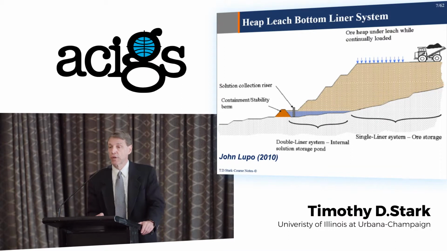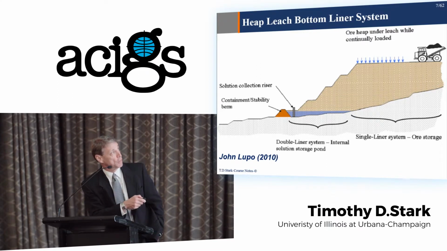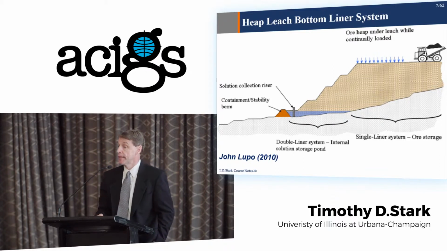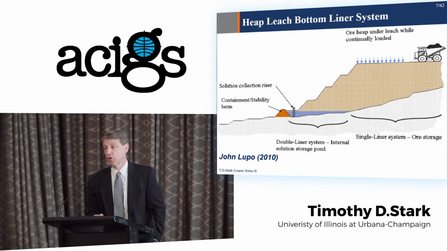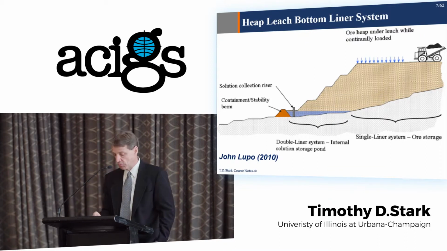Other configurations could utilize a double liner or double geomembrane configuration, such as here. We have a heap leach pad over here. There's a single liner system, but where the hydraulics are such that the head will be higher on the geomembrane, maybe that's the area you install a double geomembrane or a double liner system here at the bottom, where the solution will be stored before being removed.